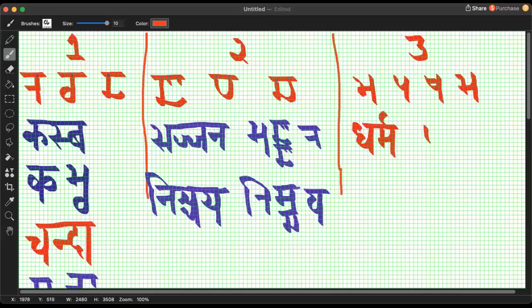First I'll write the, then I'll write ra, and here at the end I'll write ma. So this is what happens, this ma will gradually align towards the right. It'll just keep going in this direction.